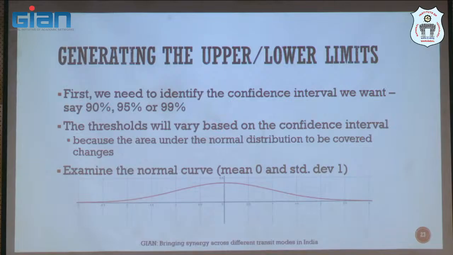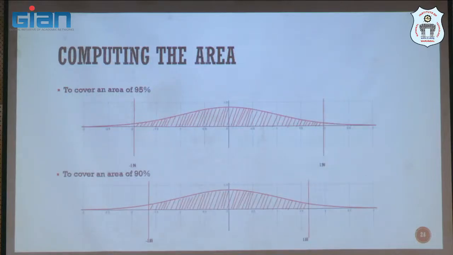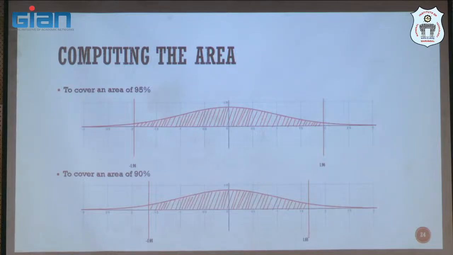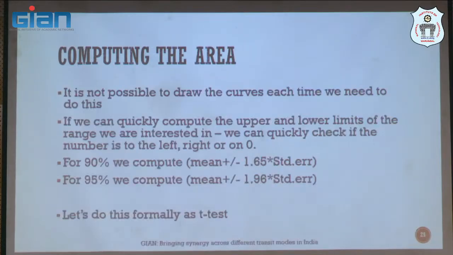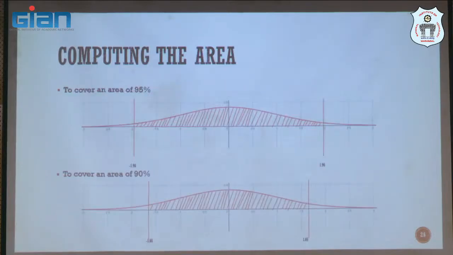So here I am showing the relationship with 90, 95, and 99. For 95%, the area would be from minus 1.96 to 1.96. For 90%, it would be 1.65 to 1.65. As we go larger, obviously, it grows. But when you run the models, nobody is drawing the area under the curve. It takes a lot of time to do this, right? So you don't want to do that. So there is an efficient way of computing it.